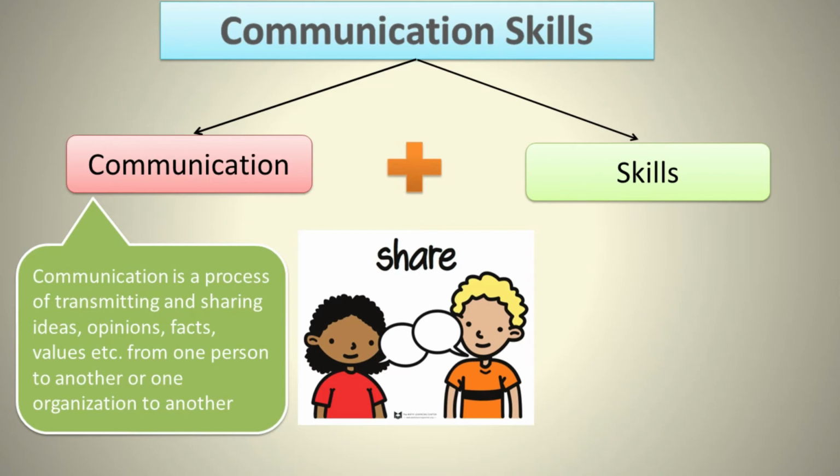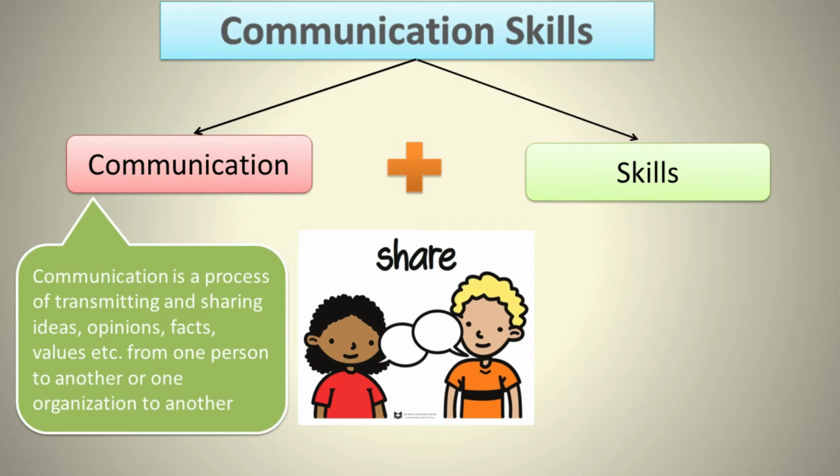You will understand it this way: when two persons are communicating, what is happening? One person is asking for information and the other person is giving the information. So what is happening there? They are sharing their ideas, opinions, and facts with each other. So that is all about communication.